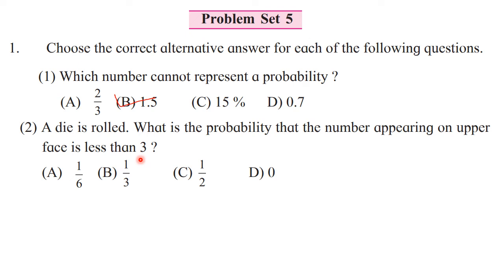So 2 upon 6, that will be what? 1 upon 3. So here the probability is what? 1 upon 3. So option B is the correct option.